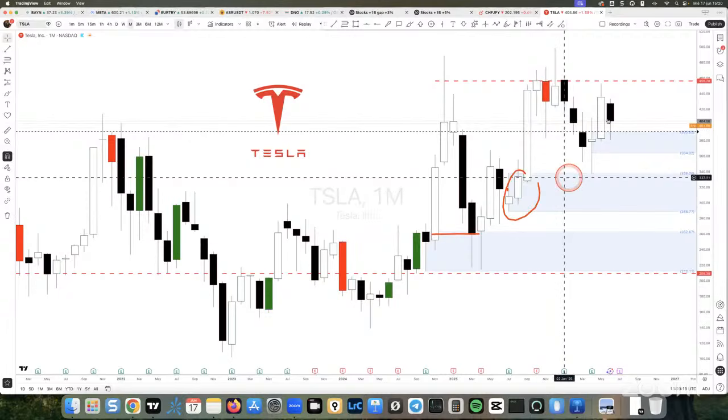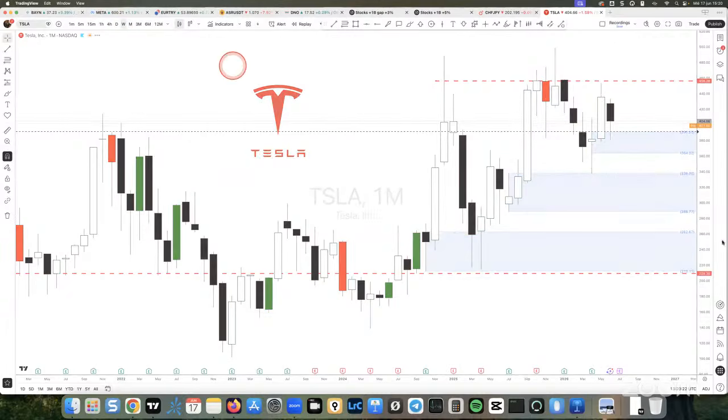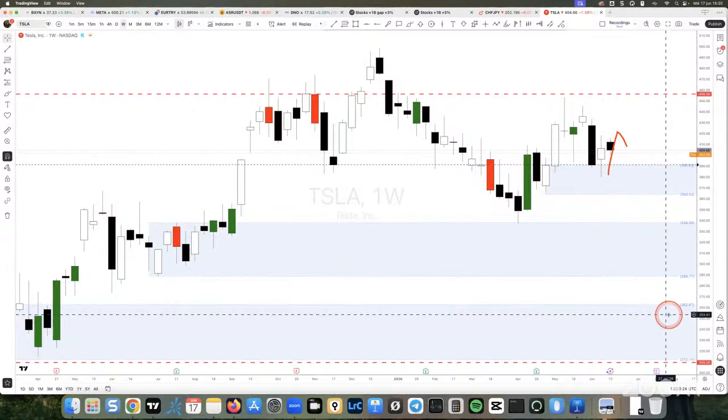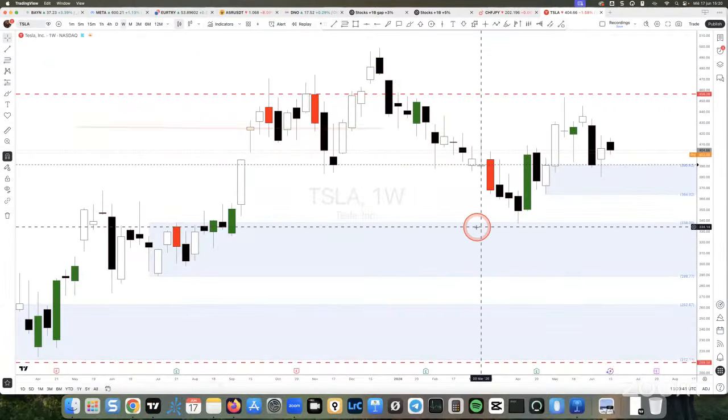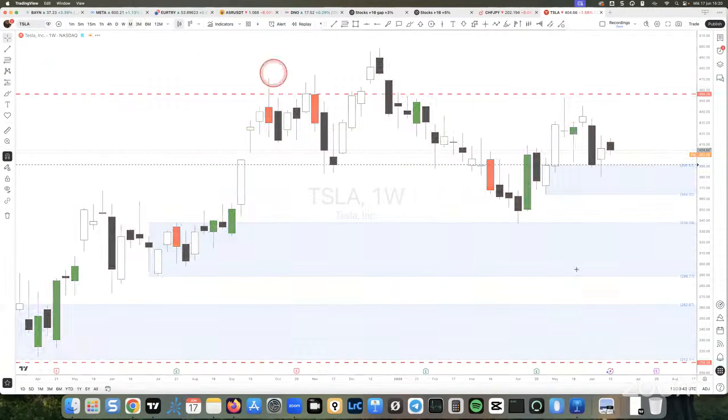And here again, and that happens. And then on the weekly again, and it is happening. As simple as that, okay? So, as I always say, markets react to expectations. It doesn't have any manners, okay? Price does not care whether a report sounds good in English, or in a way that you can understand, as I said here on Tesla.